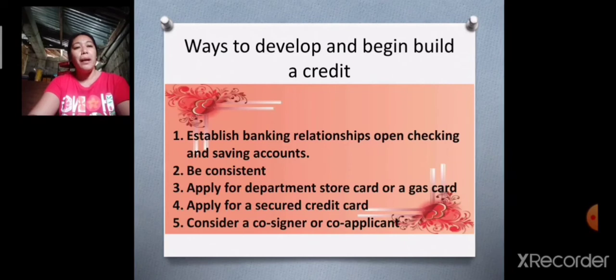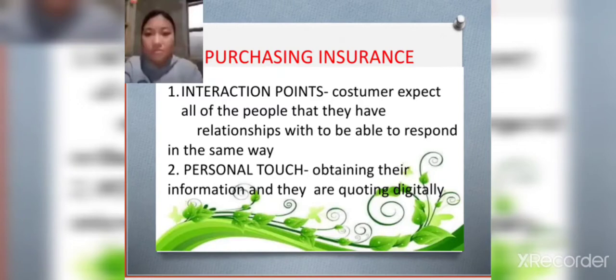Ways to build a credit. Number 1, establish banking relationships, open checking and savings accounts. Number 2, be consistent. Number 3, apply for a department store card or a gas card. And number 4, apply for a secured credit card. And number 5, consider a co-signer or co-applicant.